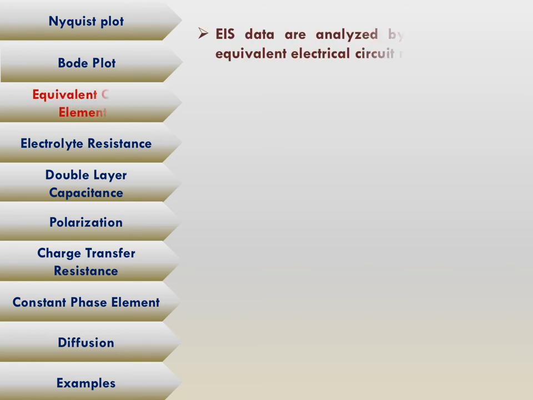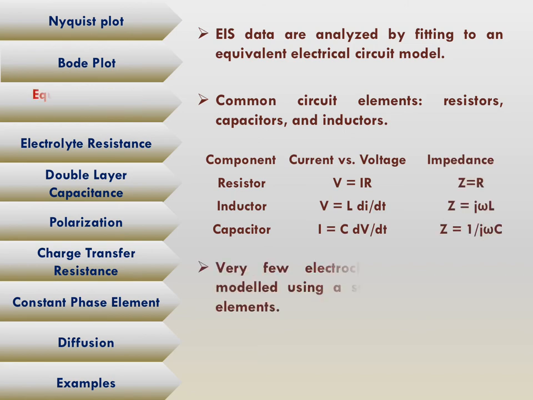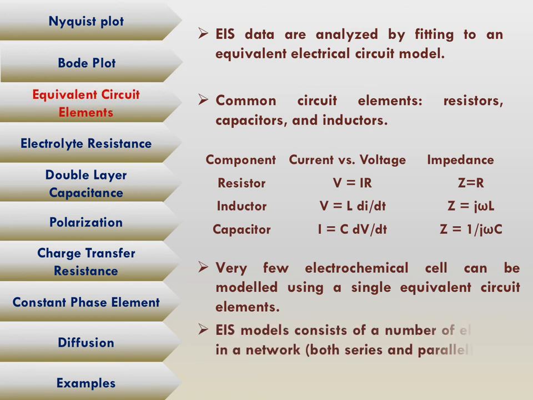EIS data are analyzed by fitting to an equivalent circuit model. There are some common circuit elements. Very few electrochemical cells can be modeled using a single equivalent circuit element. EIS models consist of several elements in a network, which can be both in series and parallel. So you can see how the resistor, inductor and capacitors, with the simple concept of resistor and impedance, are shown in this slide.